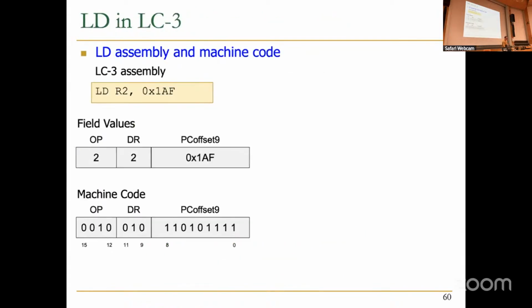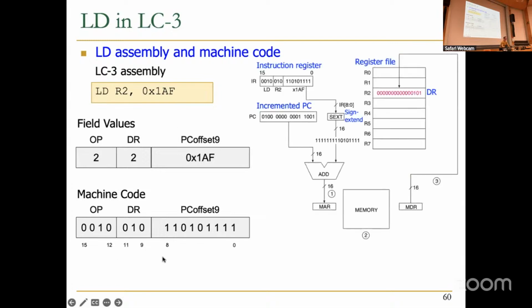So we're going to look at the load. Let's assume that the offset is 1AF, 9 bits. And this is the machine code that you have. This is how it's executed. Let's take a look at this before we go into the downsides of this. So you basically fetch the instruction in the instruction register. This is the incremented PC. We're going to assume that that's the incremented PC for that instruction.